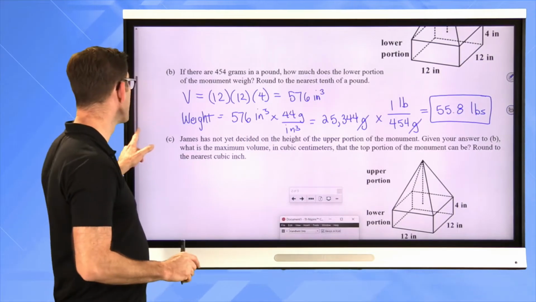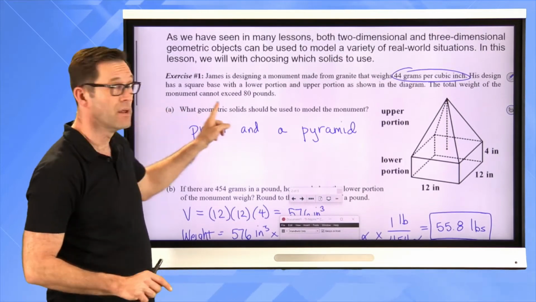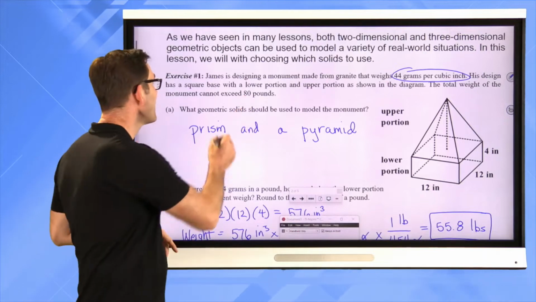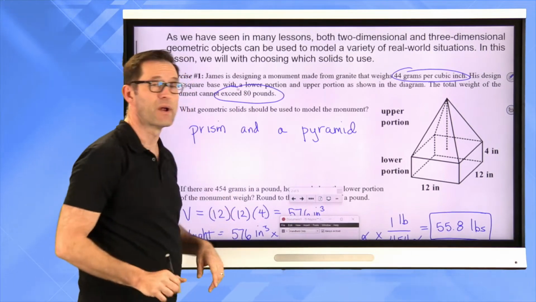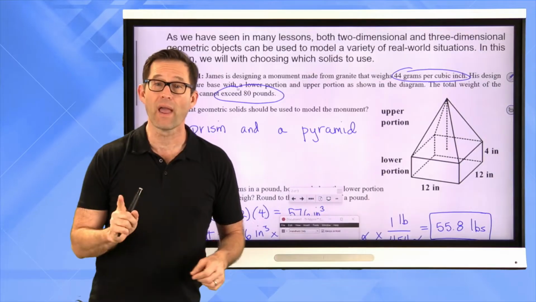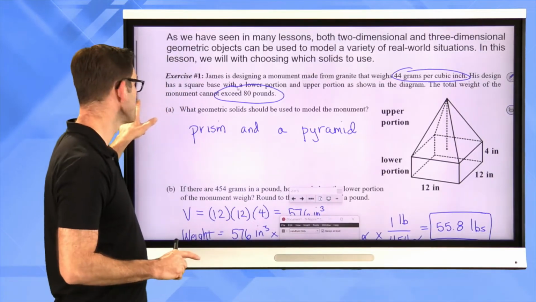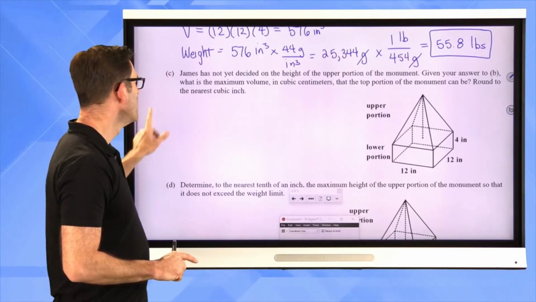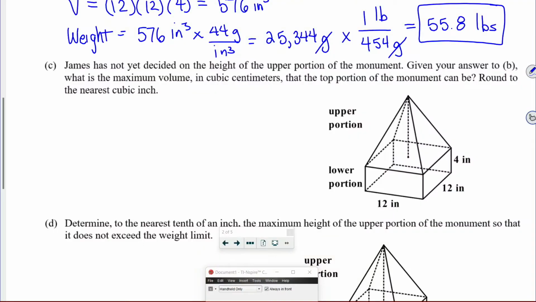Now, by the way, remember from up here, the weight of the monument cannot exceed 80 pounds. It's got to be less than or equal to 80 pounds, not 88, 80. So now let's take a look at letter C.